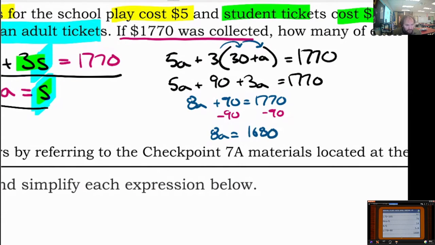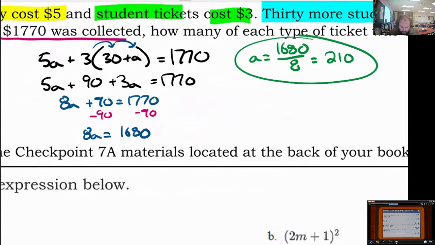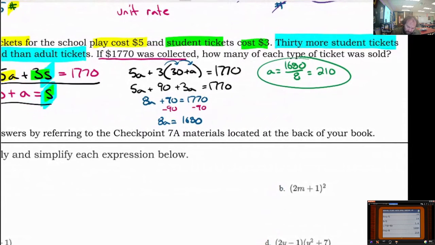Just using my calculator for that quick calculation. And I'm going to divide it by 8. And I would definitely need a calculator for this. Nobody is expecting that you know how to do 1680 divided by 8. But I'm getting 210, which is a good, cool whole number to get for that answer. So the number of adults is 210, and we sold 30 more student tickets than adults, so the number of students is 240. 30 plus 210.